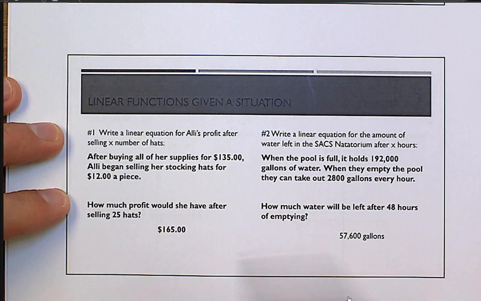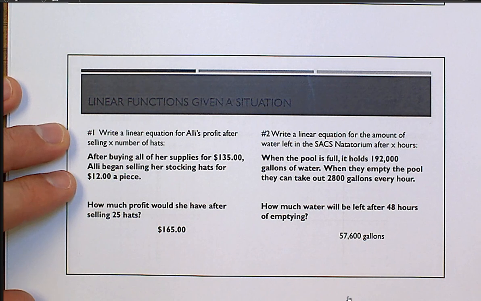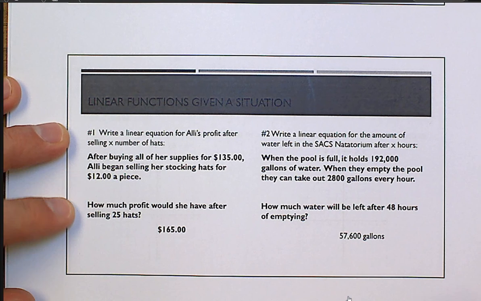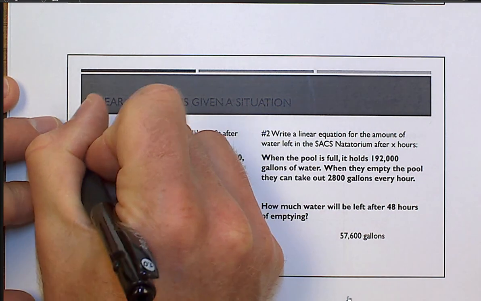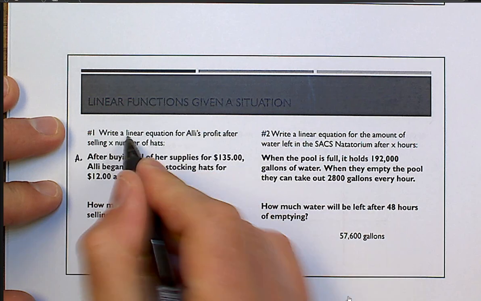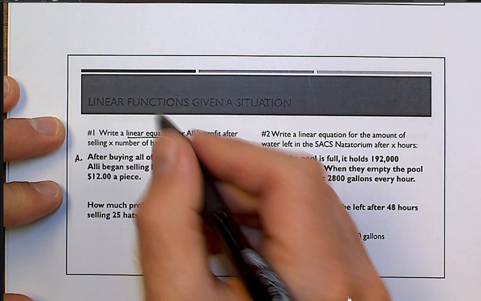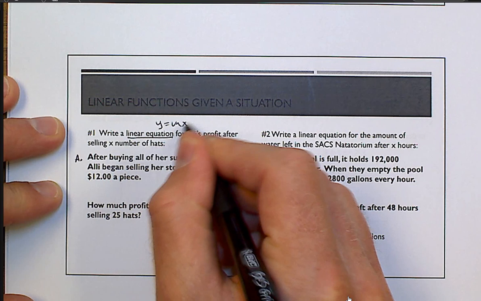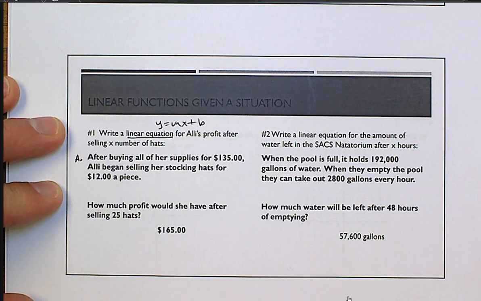So here's what it says. After buying all of her supplies for $135, Allie began selling her stocking hats for $12 apiece. How much profit would she have after selling 25 hats? So the first thing we want to do is come up with an equation. We need to write a linear equation, y equals mx plus b, that represents this situation, okay?